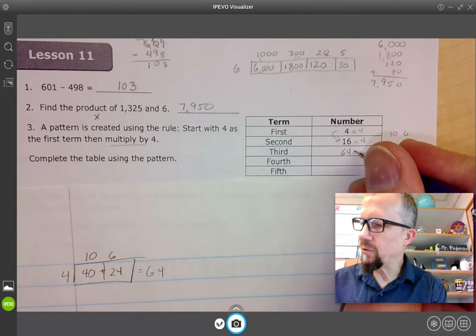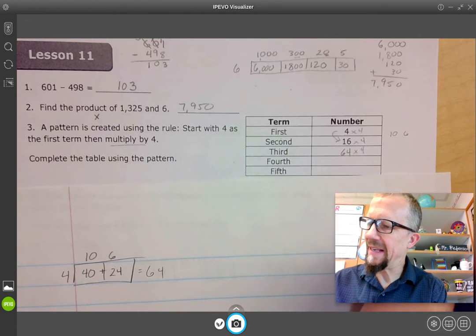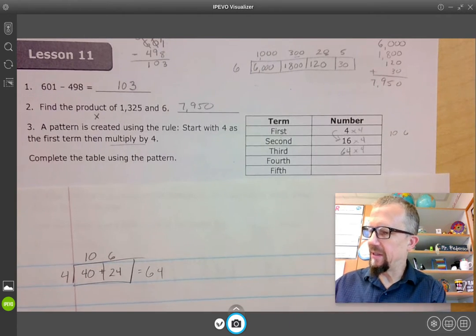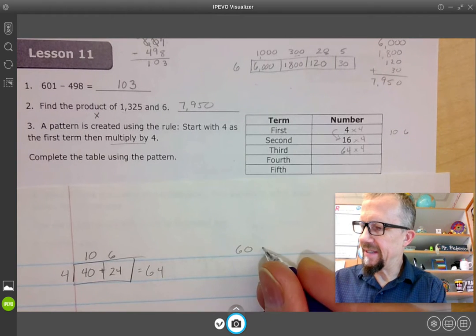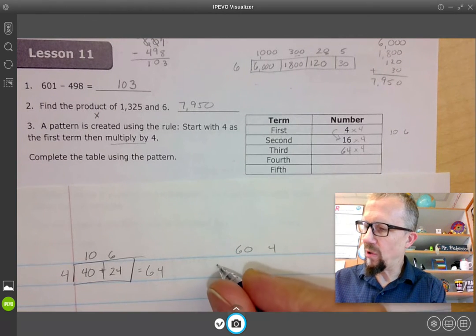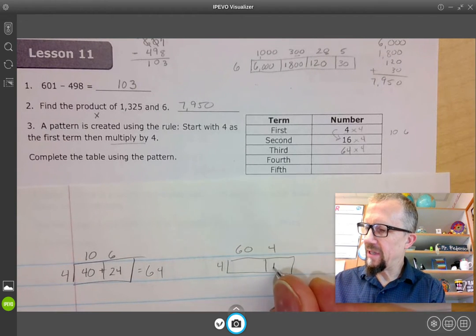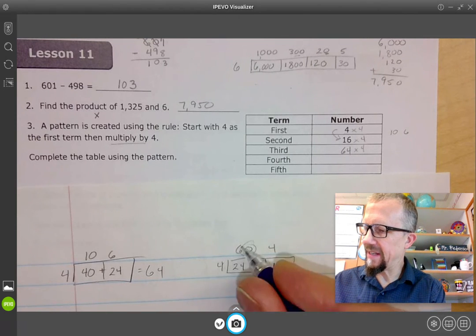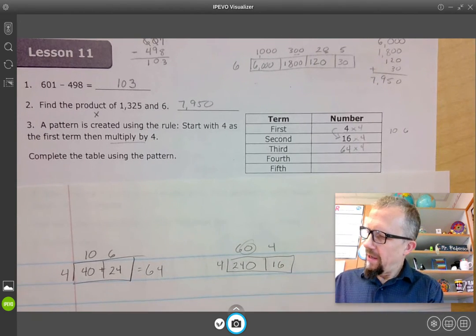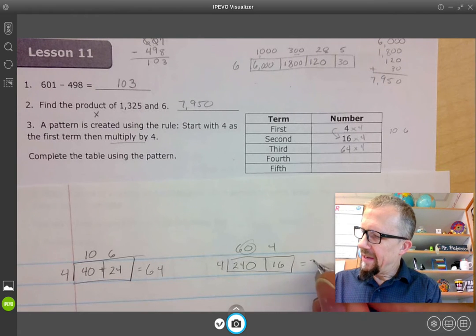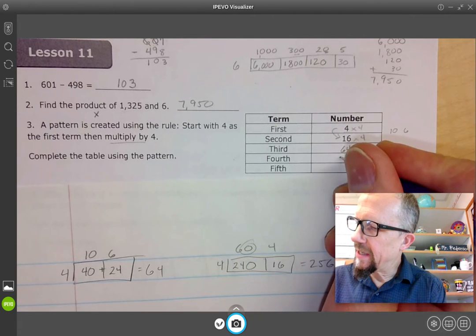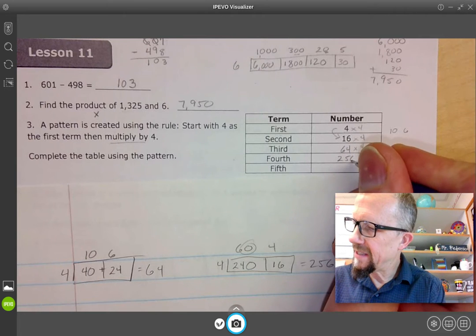Now I have to keep following the rule. So I'm going to times 64 times 4 to get my next term in the pattern. So now I'll break 64 into 60 and 4, and I'll multiply that times 4. So 4 times 4 is 16, 4 times 6 is 24, but I've got that extra 0. Now I add that up, I get 256. So my next term is 256.